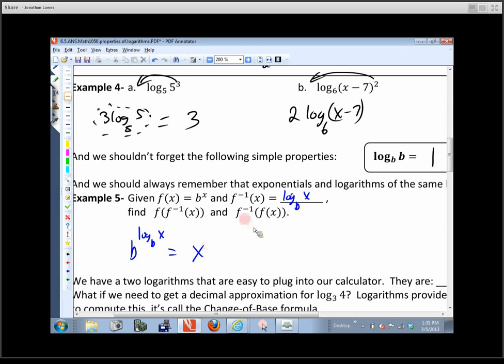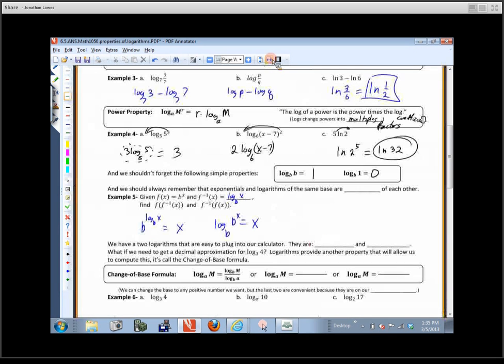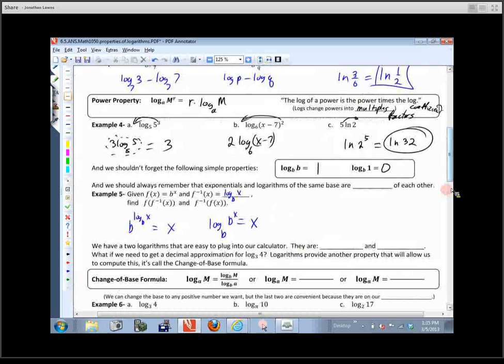And if I do f inverse of f, what got plugged into what here? The other way. The exponential got plugged into the logarithm. So this would be log base b of b to the x, and we get x. Again, very abstractly, we're just showing in general that if you have logarithms and exponentials of the same base, they are inverses of each other, so they do undo each other. Are there any questions there?